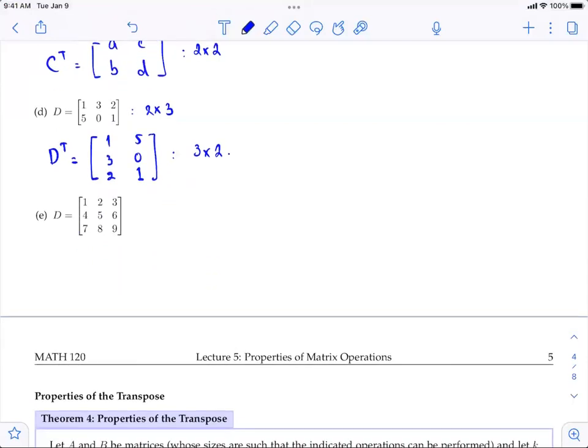For this matrix, this is a 3 by 3 matrix, and the transpose is going to be, my rows become columns. So 1, 2, 3, 4, 5, 6, 7, 8, 9, and so on and so forth. So again, the transpose of the matrix can be obtained by interchanging rows and columns of the matrix A. So rows become columns, columns become rows.